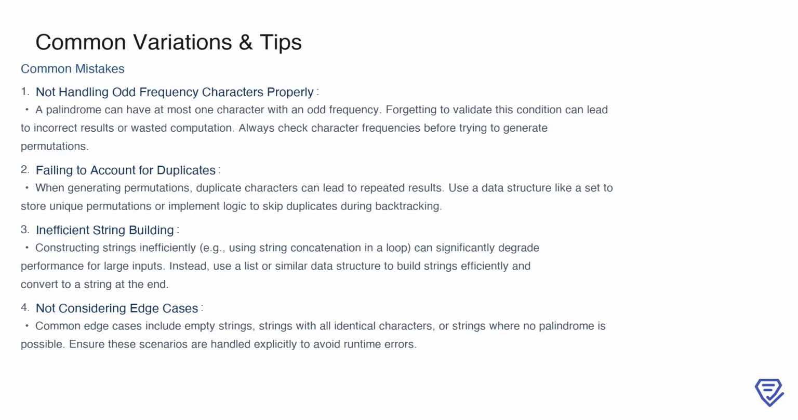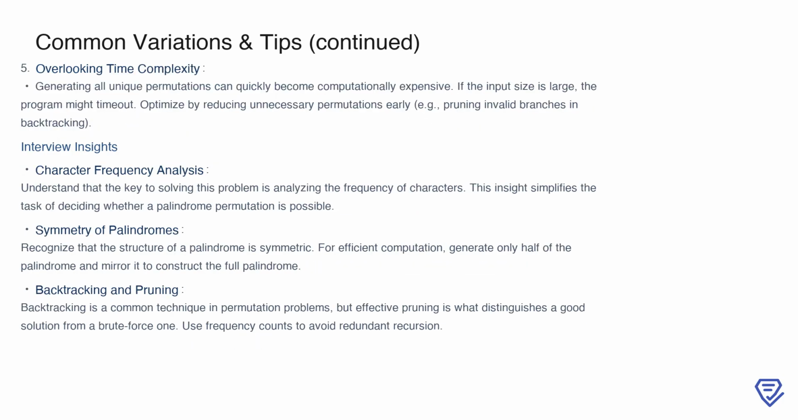Finally, don't overlook edge cases. These include scenarios like empty strings, strings with all identical characters, or strings that can't form a palindrome. Explicitly handling these cases will help you avoid runtime errors and produce robust solutions. Another key consideration is time complexity. Generating all unique permutations can be resource-intensive, especially with larger inputs. If you're not careful, your program might time out. To address this, focus on optimizing your approach by pruning invalid branches during backtracking, which reduces unnecessary computations.